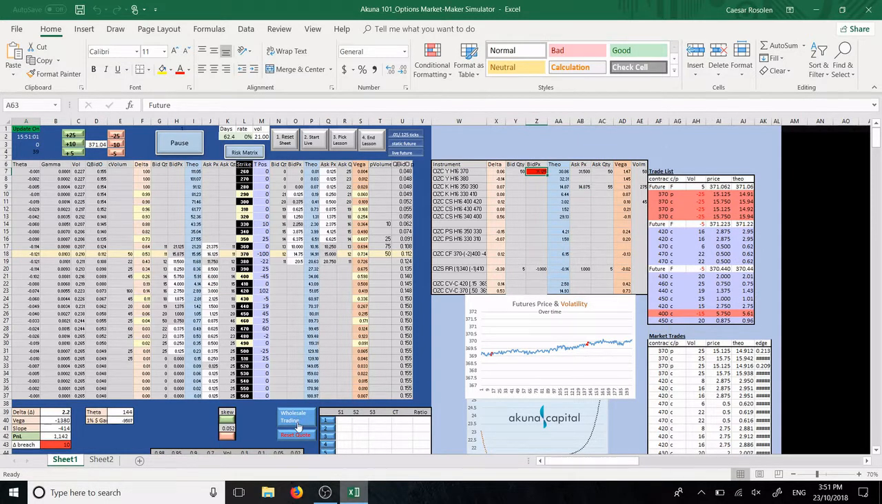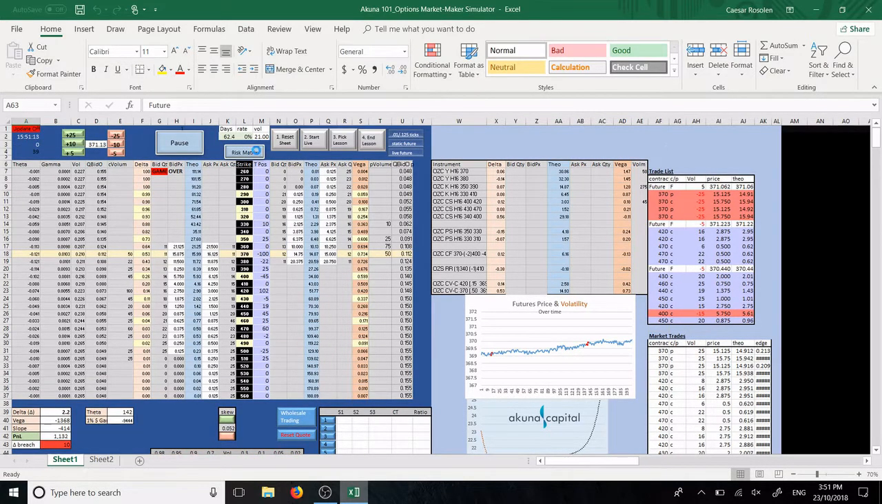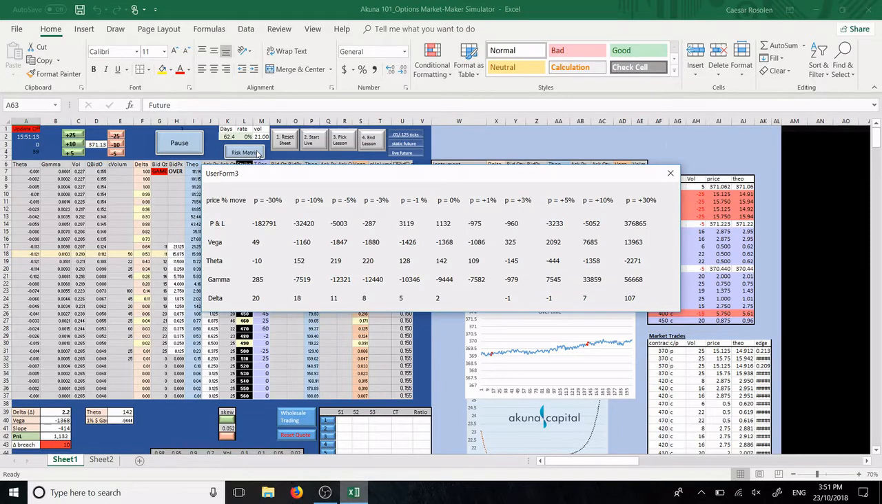On the other hand, for a decrease of 30% in price movement, we have a vega of 49, theta of negative 10, gamma of 285, and delta of 20. We end up with a profit and loss of $6,673 by carefully controlling our cash gamma, and our other Greeks are also under control.